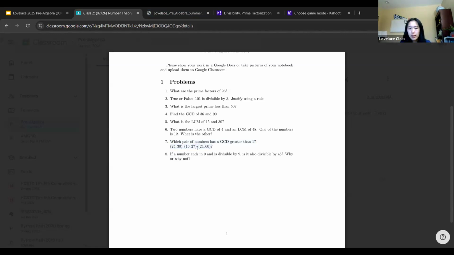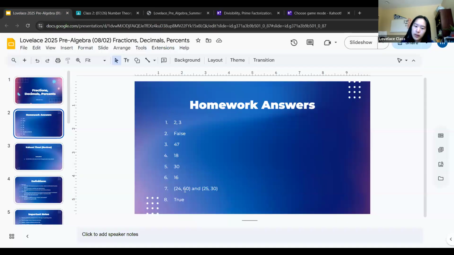So that would mean that those two numbers, their GCD is also greater than 1. So that's why the answer over here is 24 and 60, and then 25 and 30.